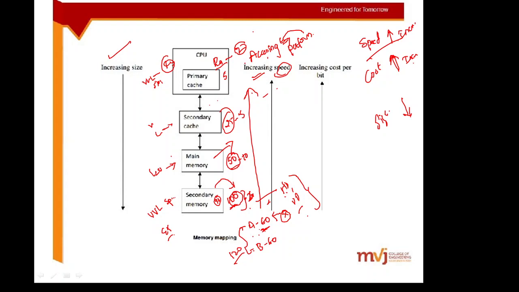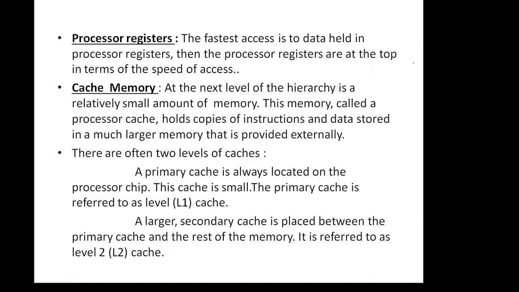So this is how the speed, cost and size of different memories are going to be done. When we take the size, the number of instructions it can hold is going to be decreasing from top to bottom. So that is the size. Cost is going to be increasing when we go from the top to the bottom, and speed is also going to be increasing from the top to bottom. This is how the speed, size and cost are going to be done.